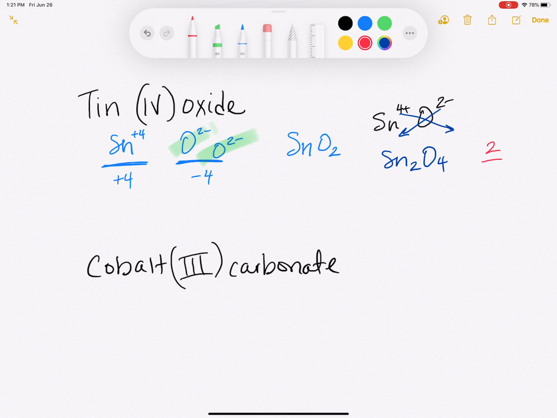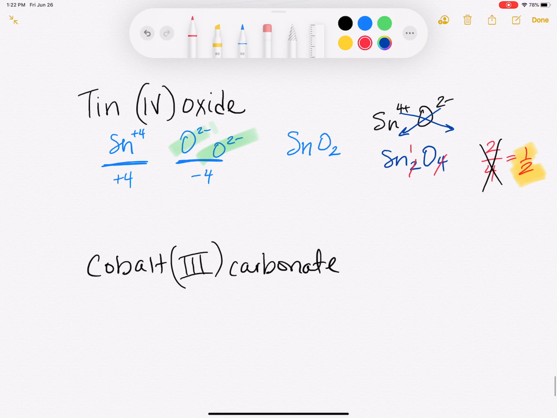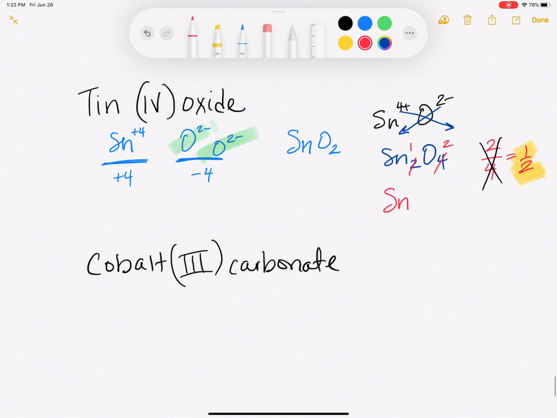Just like in math class, it would never be okay to say 2 out of 4. You want to turn it into 1 out of 2, right? You want to always reduce. So you want to make sure that you do that if you're going to take the shortcut method. Always take an extra second and look at your integers, look at your values, and ask yourself, is there any other number that can go in here besides 1? And it has to be able to go into all of the subscripts, not just some of them. So 2 can go into 2 and into 4. So now I can say 2 divided by 2 is 1, 4 divided by 2 is 2. So that means now that my final answer is Sn, remember, never write the 1, O2.